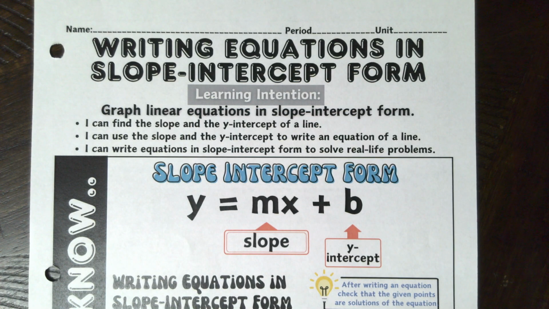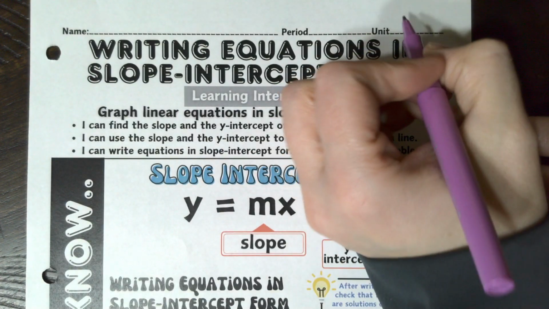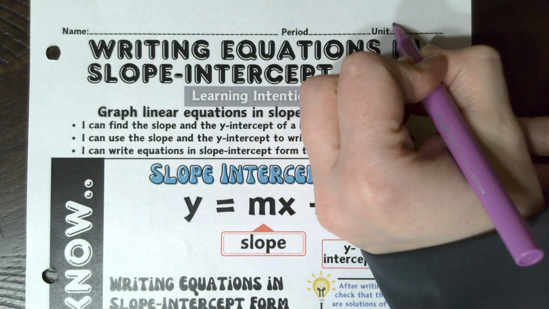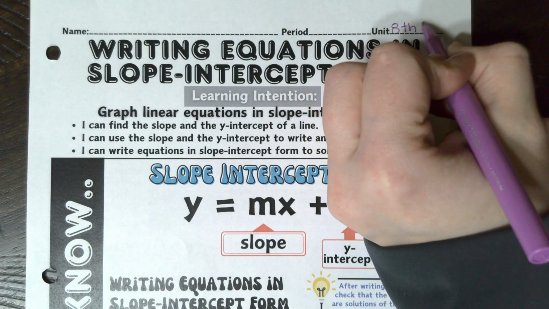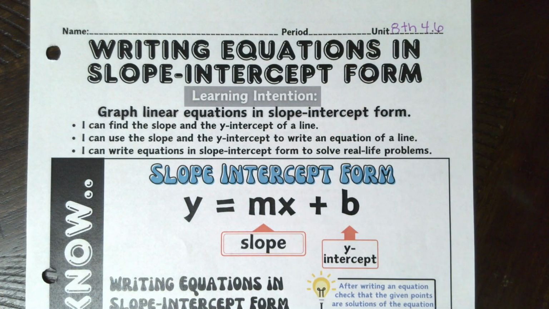This one is going to be on the 8th grade unit 4.6. So be sure to write 8th 4.6 up here at the top so you can keep track of your unit notes. Okay, so this one is on writing equations in slope-intercept form. So we learned about graphing them, we've learned about slopes of a line. So let's see how we are going to write the equations when we have some information.